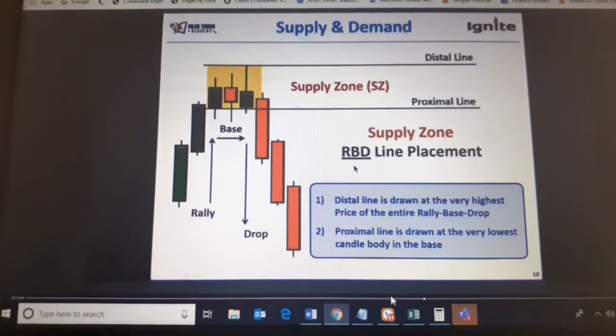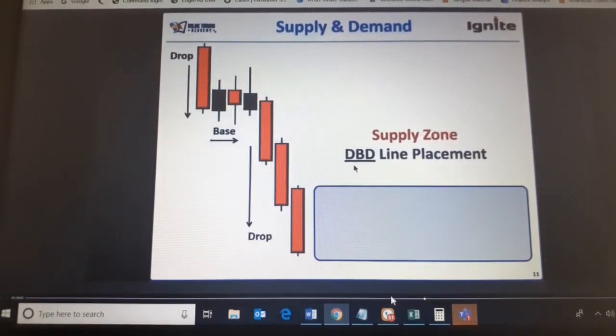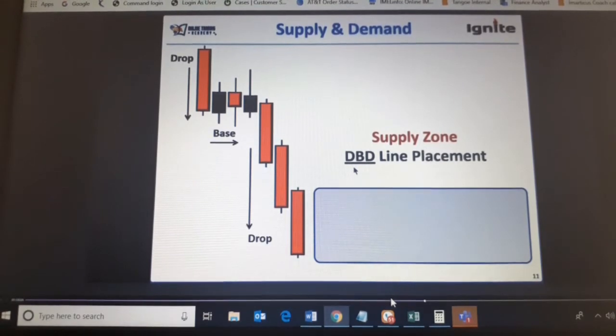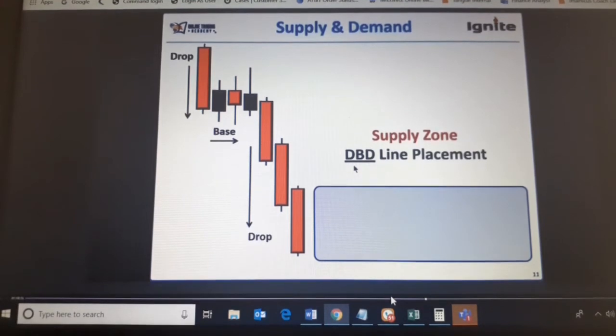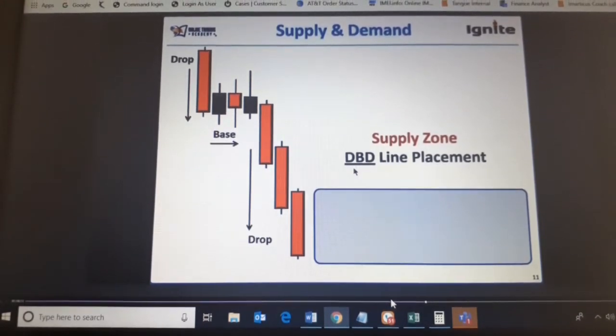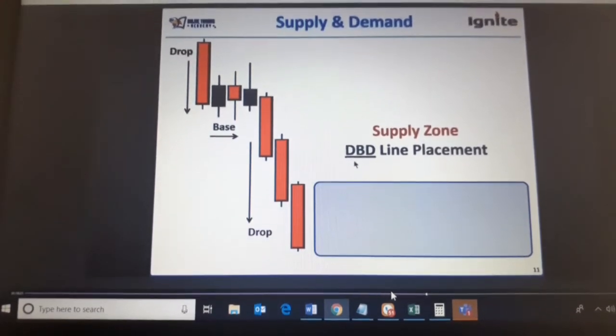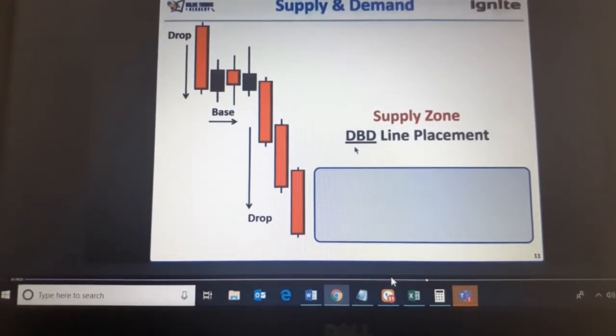Clear now, Senthil? Okay. Now let us see in case of a drop base drop, how to draw your proximal line and distal line. So drop base drop is first of all a continuation pattern. In a continuation pattern of demand zone, we had ignored the leg in. So similarly, we have to ignore the leg in while drawing our distal line in case of this drop base drop, that is your continuation pattern.